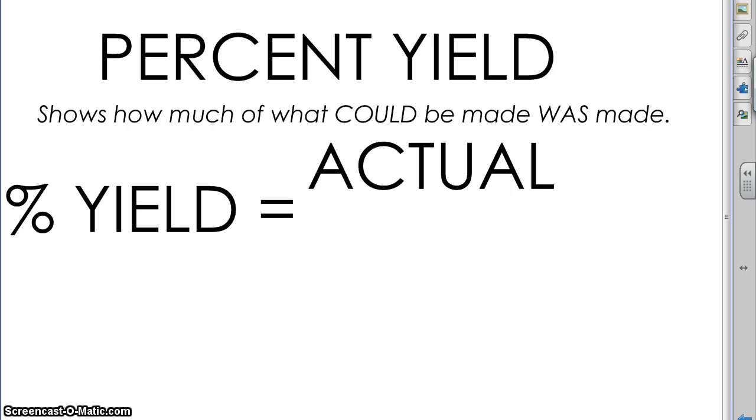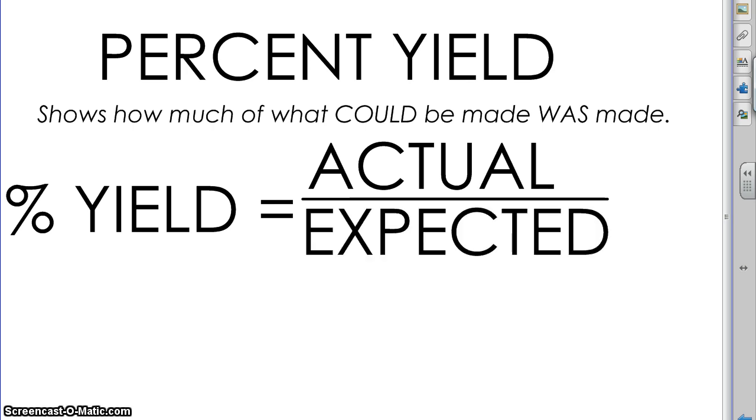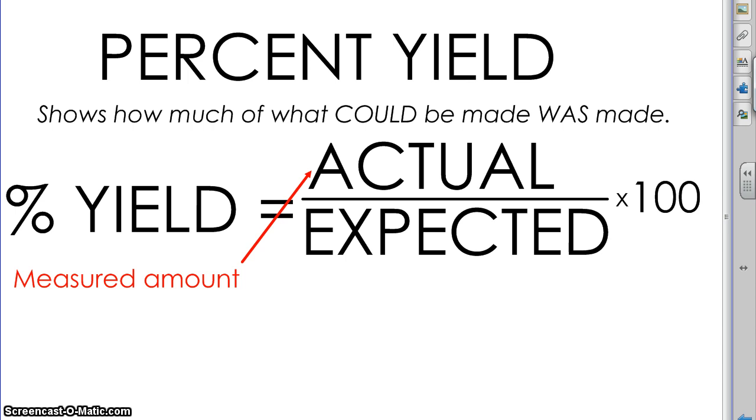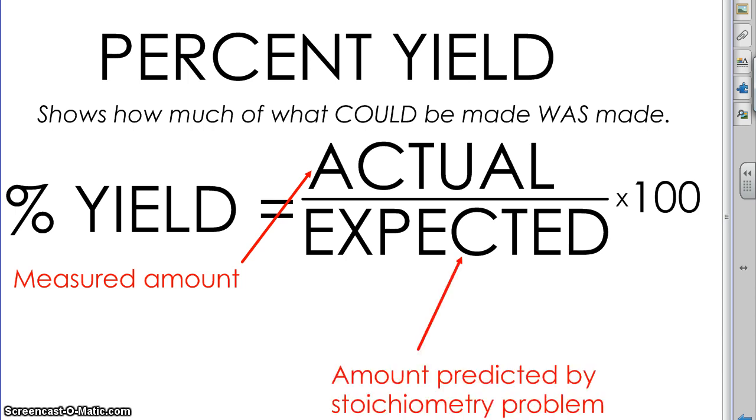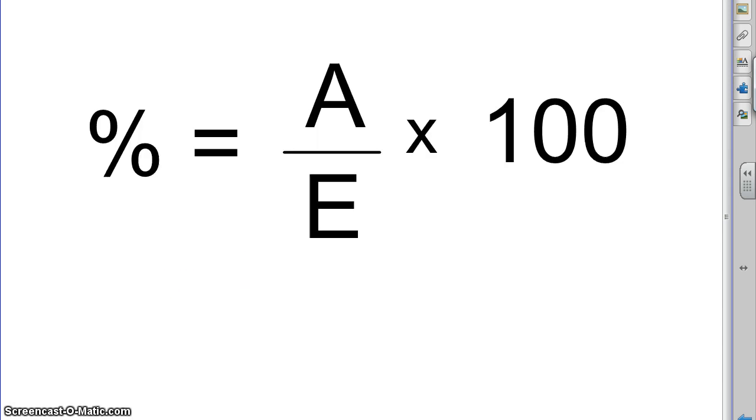To find the percent yield, you take the actual yield, how much you actually got when you ran it, the experimental value, and you divide that by the expected value. And the expected value comes from stoichiometry. And then, like with all percents, we then take it times 100. And that will give us the percent yield. So again, the actual value is the measured amount, and the expected value comes from the stoichiometry problem. And that is how you calculate percent yield.